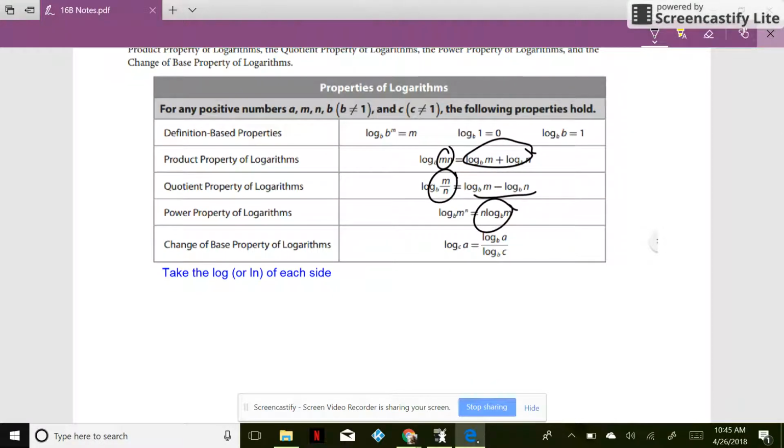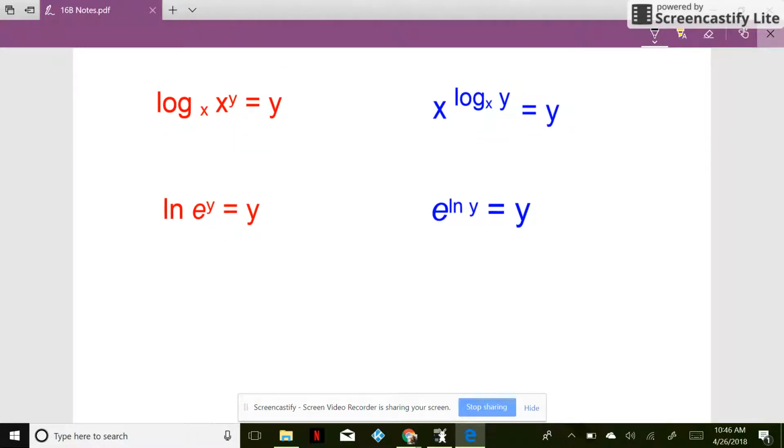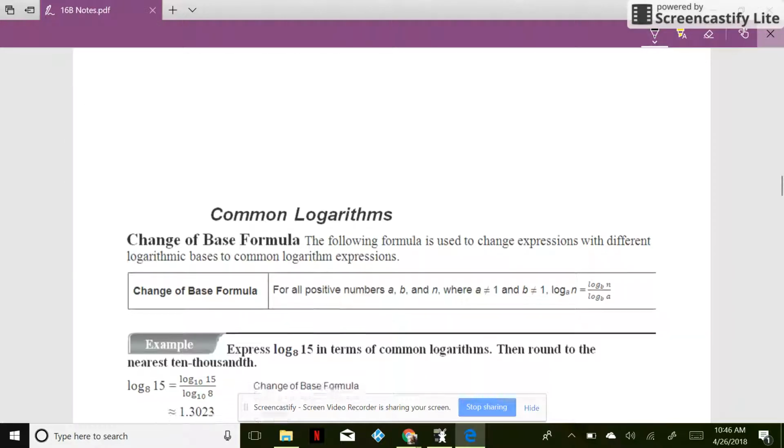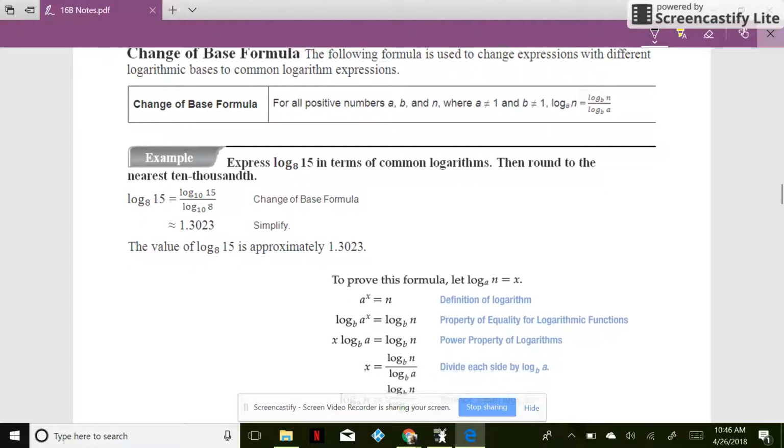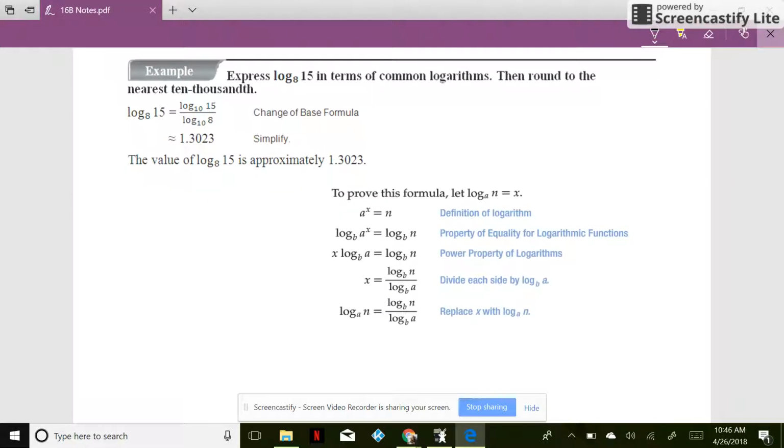And then the change of base. If you've got something in an odd base, you could take log of the value over log of the base to find out what that is. Here's another couple of standard definitions for our properties. This is where we're using the common logarithm with the change of base. So log base 8 of 15, we would take log of 15 over log of 8. You can do that in your calculator really easily.